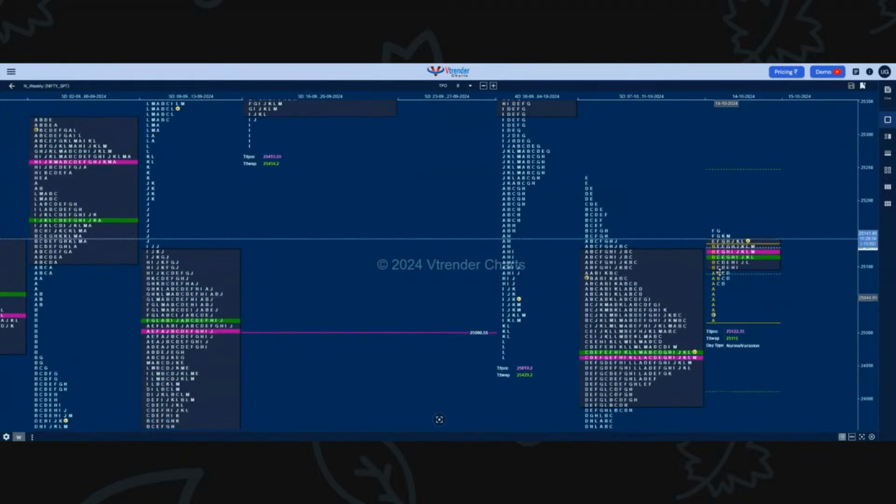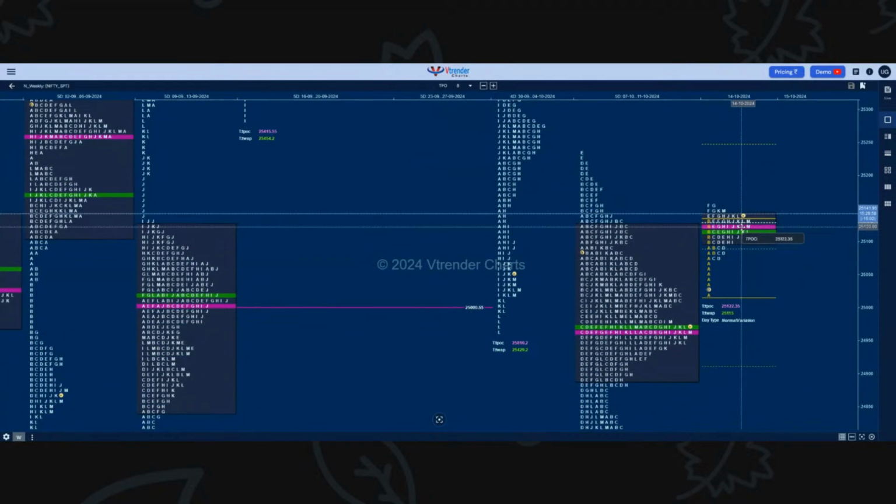The first thing would be we will have to remain above this POC of today, 25122, P-shape profile. The POC becomes the important reference for the next open. So above the POC we can expect more initiative buying to come, and whatever shorts have come in today could be forced to get out.